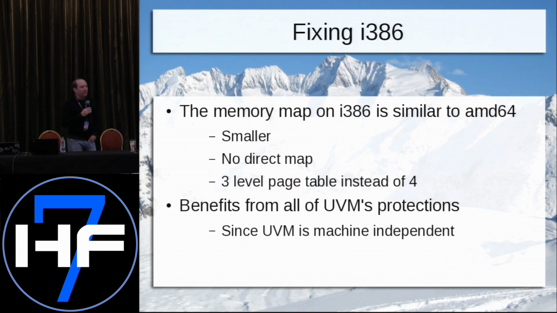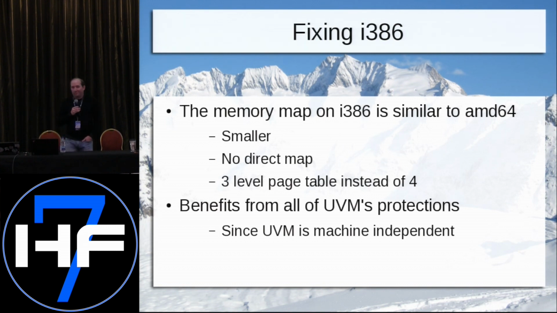It's smaller, obviously. It doesn't have the direct map, which is a virtual to physical translation that has a linear mapping. So what that says is direct map plus 1 equals physical memory 0 plus 1. Direct map 1000 is physical address 1000. It's used a lot in device drivers to allow quick access to physical memory without going through a lot of translation. It consumes a lot of virtual address space.